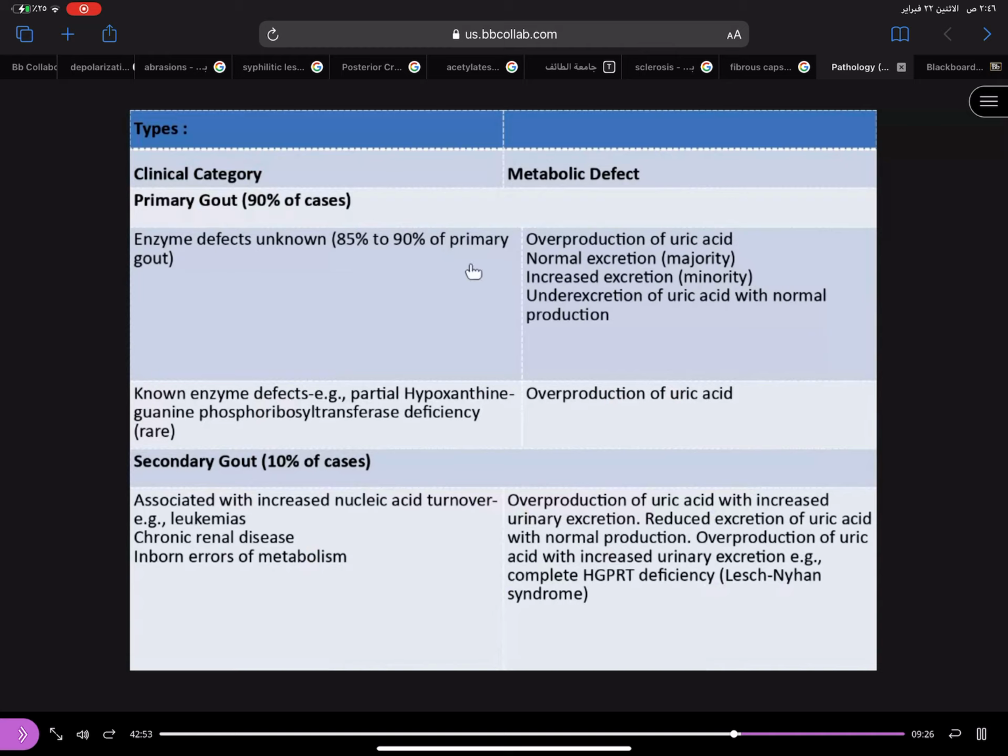Okay, now we are focusing on gout. Okay, so we divide the gout into primary and secondary. So as the word is saying, primary means actually the problem is with the purine metabolism. Okay, secondary.